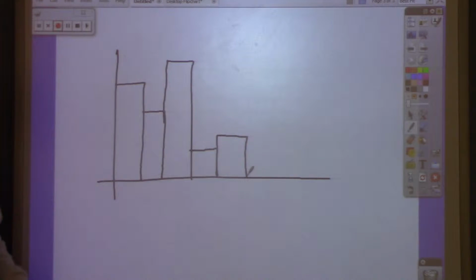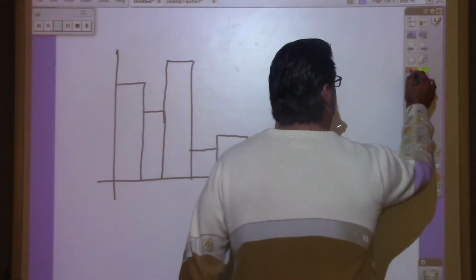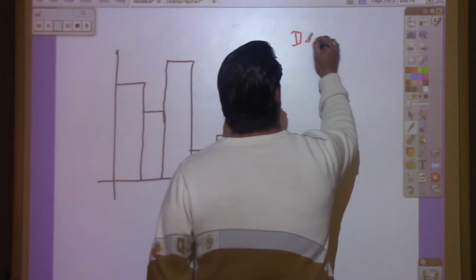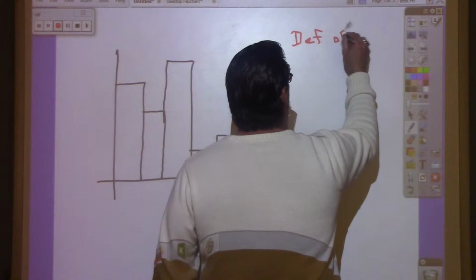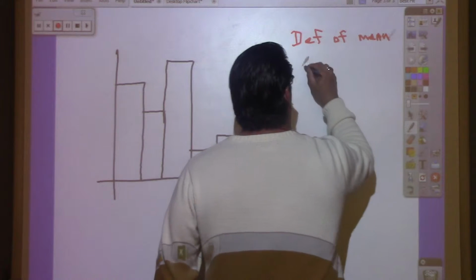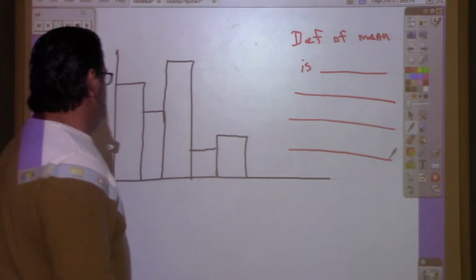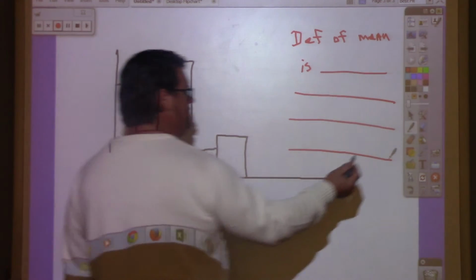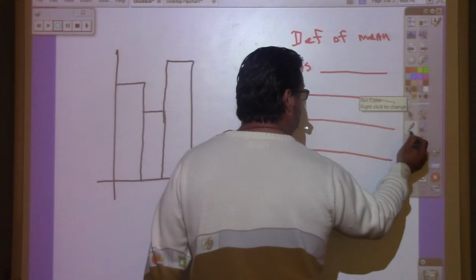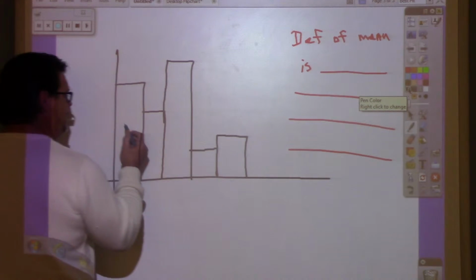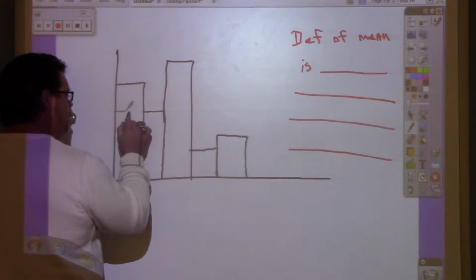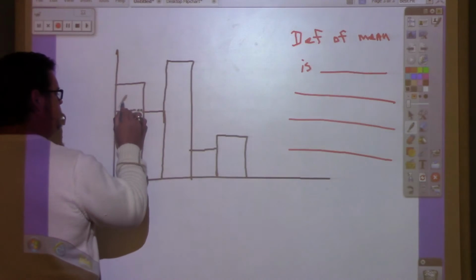Okay, there's my bar chart. And I asked you what the definition of the mean is. You would say the definition of the mean is what? Well, what if you were to take this guy, I hope I drew it correctly, take this guy and chop him off right here. And we'll take and hatch him up as x's.